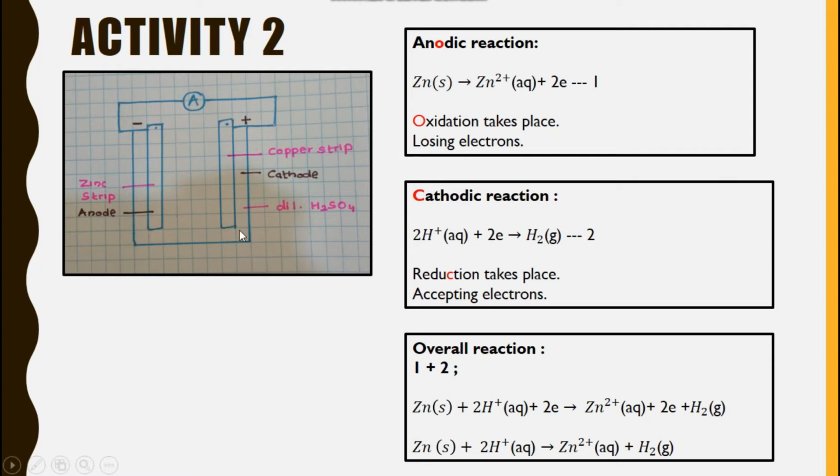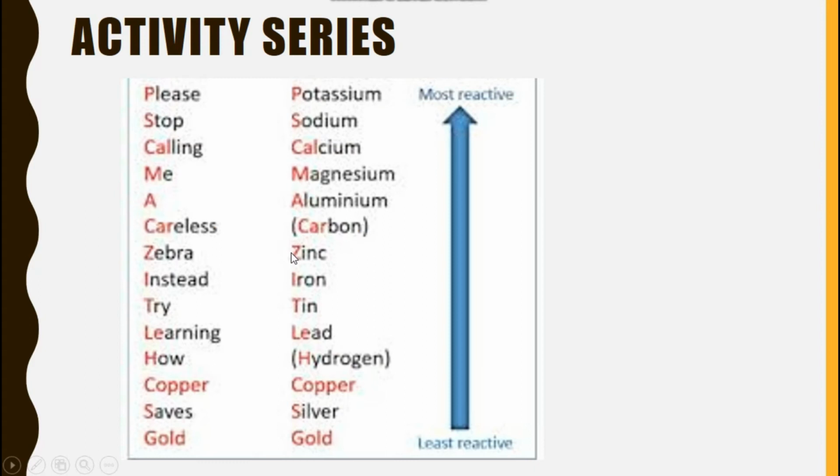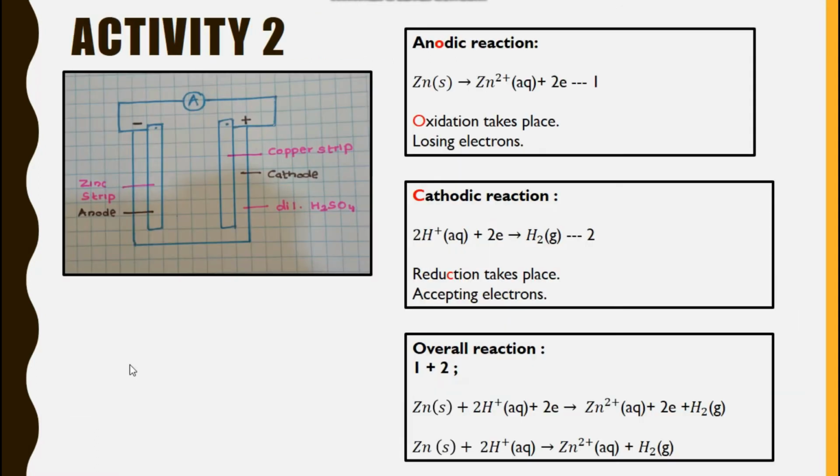Let's see. I told you that you have to study the activity series. Now our 2 elements are zinc and copper. Come back to the activity series. You can see zinc is on top of the activity series and copper is at the bottom. That means zinc is more reactive than copper. Because zinc is more reactive, this zinc strip will start to lose electrons. When it starts to lose electrons, these electrons come and get embedded on the copper strip.